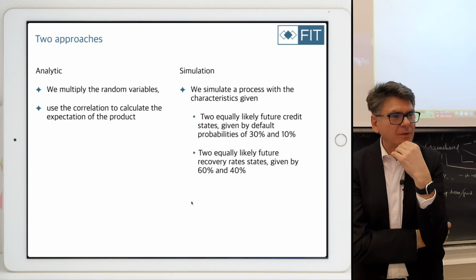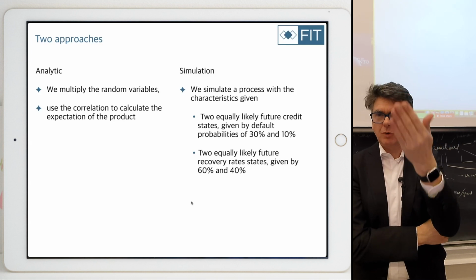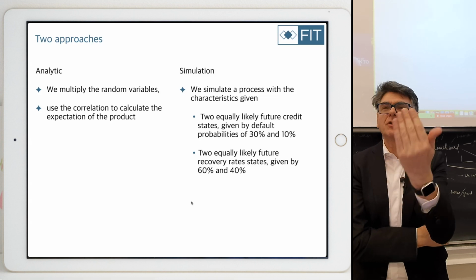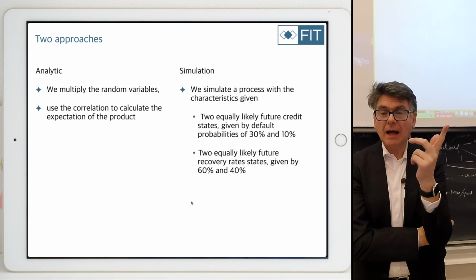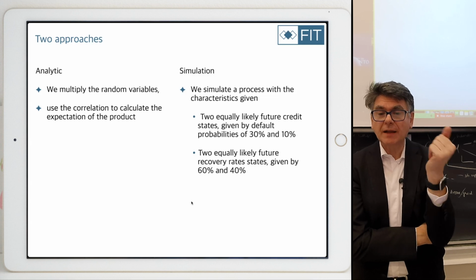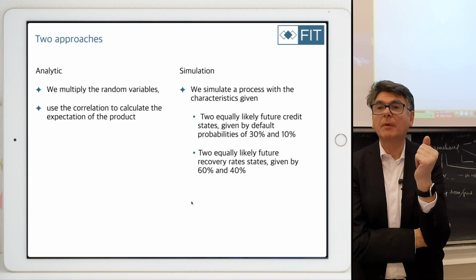I don't understand what you're saying. So let me ask you a question, and then you can modify your answer. What's the probability that the default probability is 30% and the recovery rate is 60%? What's the probability of that?